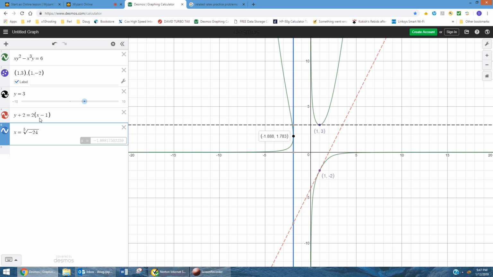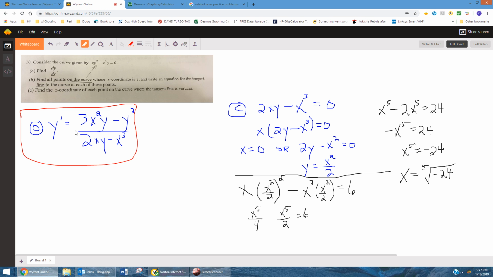And then we wrote the two tangent line equations, y equals 3 and y plus 2 equals 2 times the quantity x minus 1. So that's a quick review. And then we were looking at part C, find the x-coordinate of each point in the curve where the tangent line is vertical. And the tangent line is vertical when the denominator of the first derivative is 0.